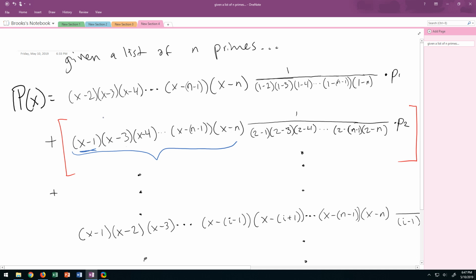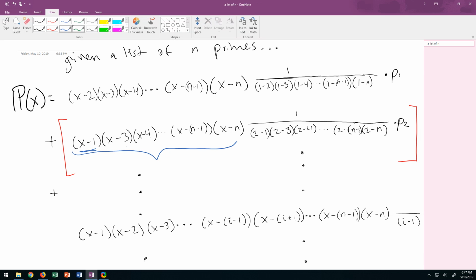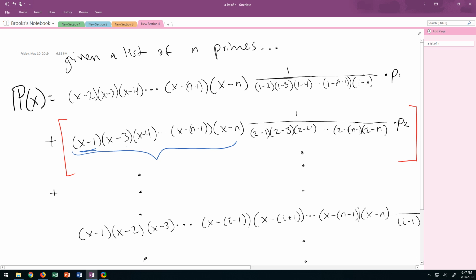But what happens when I evaluate this polynomial at 2? That's a great question. I've constructed it in such a way, using this scalar multiple, that the blue and green chunk evaluated at 2 equals 1. I've divided on the denominator by particular integers, which is the blue chunk when evaluated at 2. So the only thing left to do is multiply by p sub 2, which is the second prime, which would be 3.